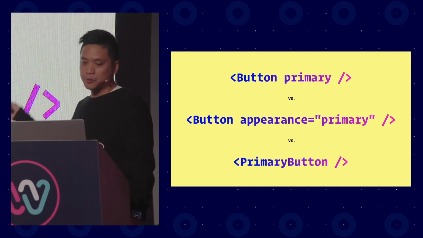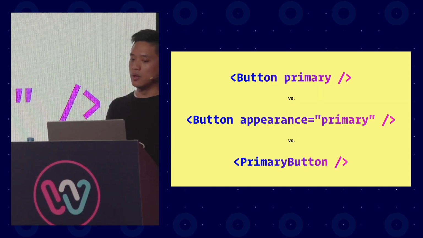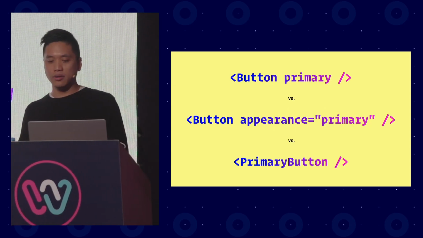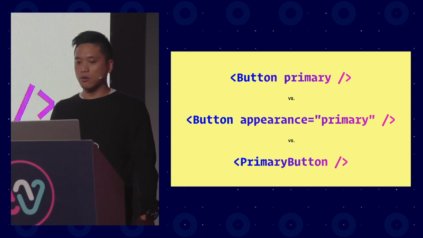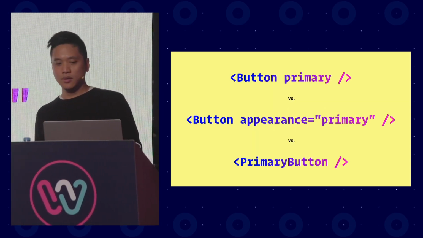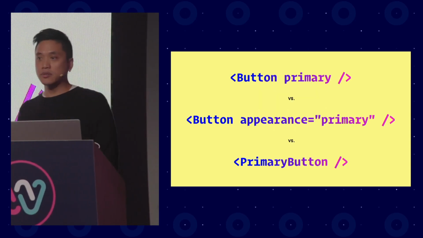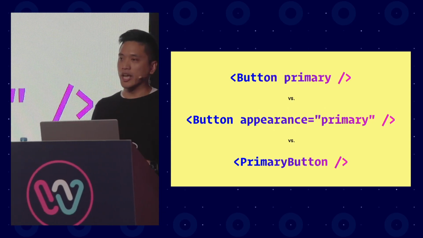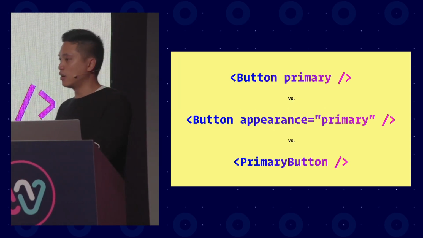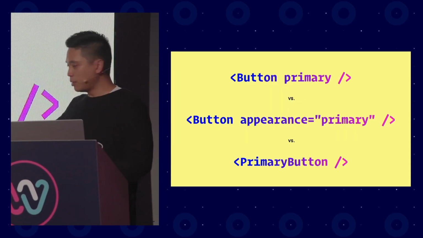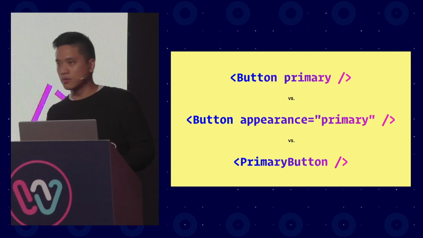Basically, button primary is best when the primary prop is being used, when you want to denote something primary, like the primary action of a button, such as in a form, where the primary button is the one that submits the form. And the button appearance primary example here makes a lot of sense to use to change the visual appearance of a button, such as giving it a different color or a style, right? And the primary button syntax can be used when creating a custom button component.